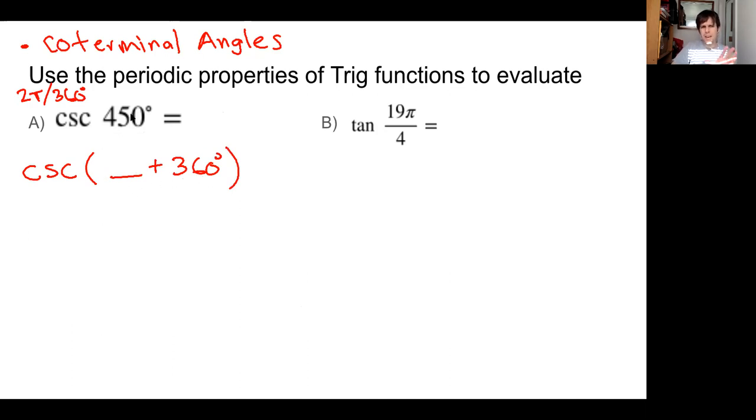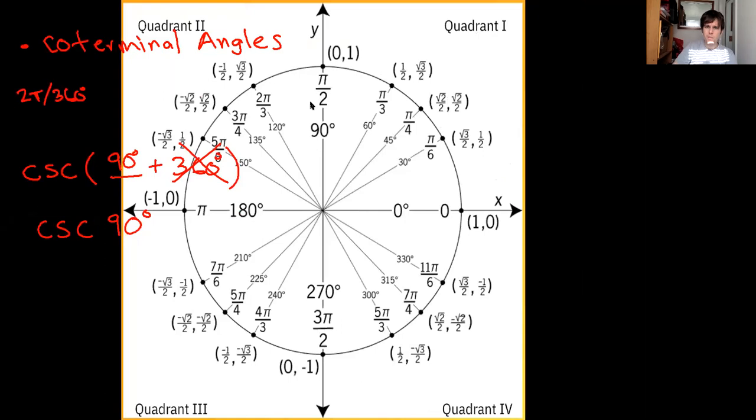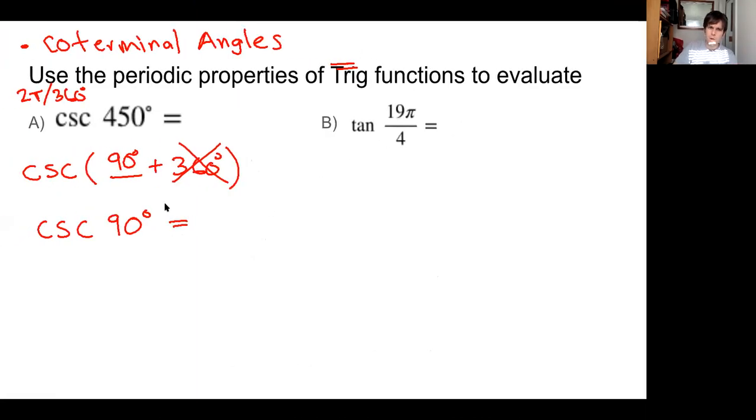Doing the math here, we can figure out that this is equivalent to a 90-degree angle plus a full rotation of 360. For our purposes, we can ignore that full period of 360 degrees, and think about this instead as the cosecant of 90 degrees. At this point, we would want to go to our unit circle. Cosecant is 1 over the y coordinate, and at 90 degrees, our y coordinate is 1. So 1 over the y coordinate is 1 over 1, which is equal to 1.